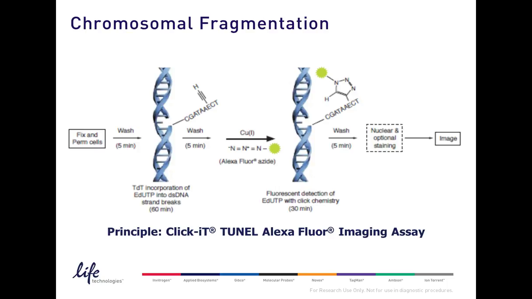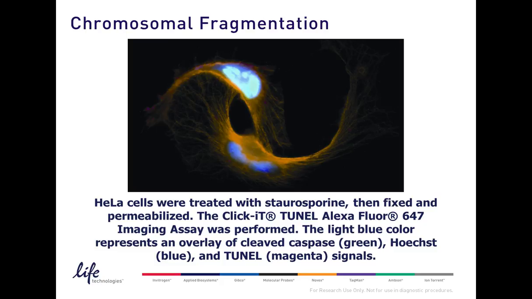And if we just go to the next slide, we can actually see an image of this. So in orange we have microtubules, in blue an antibody against cleaved caspase, in green, and then Hoechst in blue, and then TUNEL is the magenta signal that you can start to see in that very top cell. And so you can start to look for chromosomal fragmentation.